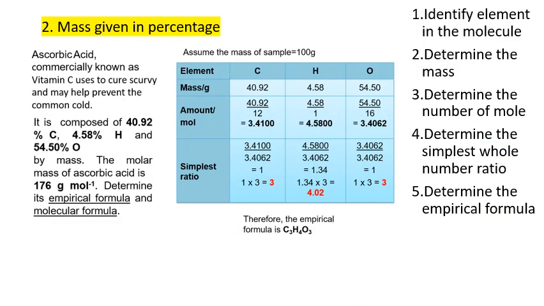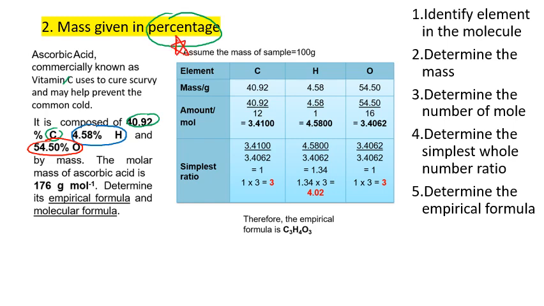Okay, second type of question, you will notice that the mass is given in percentage. So when the mass is given in percentage, like this question: ascorbic acid, commercially known as vitamin C, used to cure scurvy and may help to prevent the common cold, consists of 40.92% of carbon, 4.85% of hydrogen, and 54.50% of oxygen.